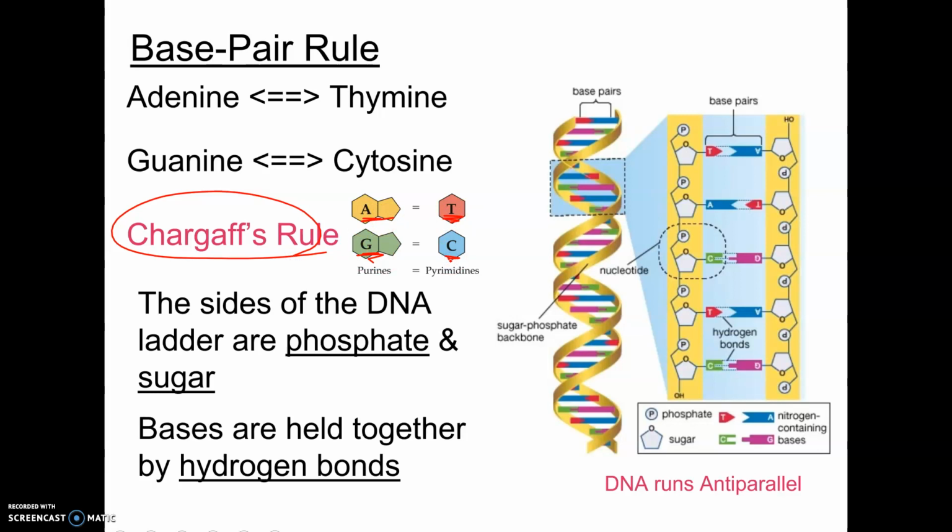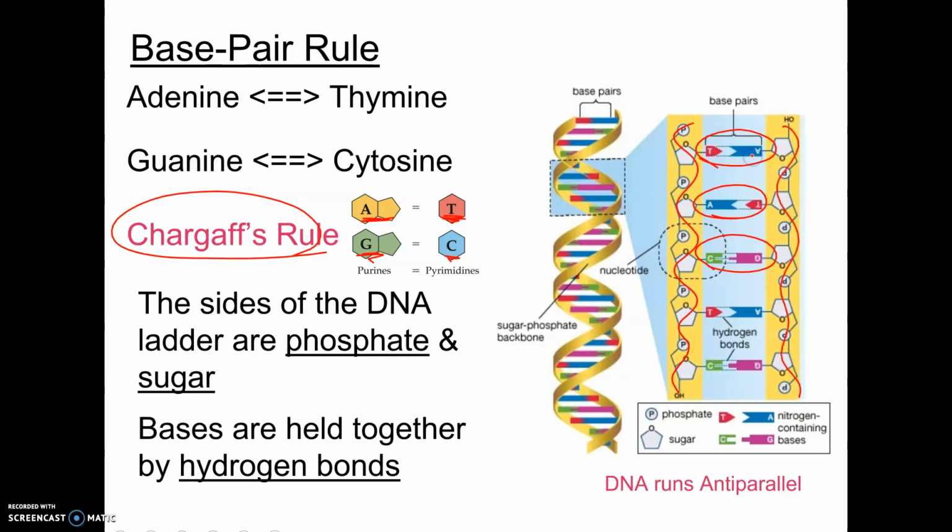And basically Watson and Crick took that information and figured out, oh, well, if A is always equal to T, maybe that's because A and T connect to each other. And that's exactly what they did when they built their model. They figured out that A connected to T and G connected to C. And so here's your sugar phosphate backbones that we talked about. Here's our bases down the middle.